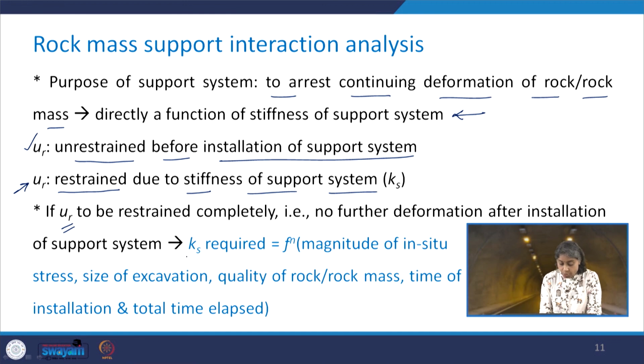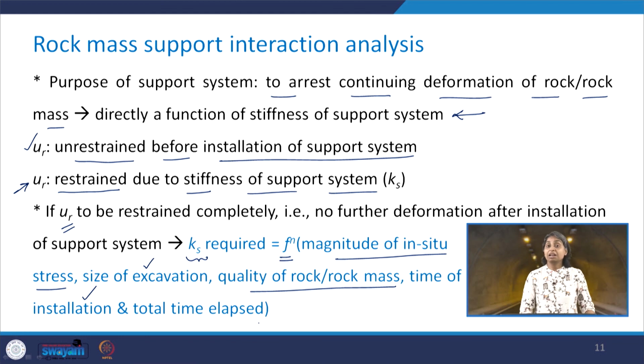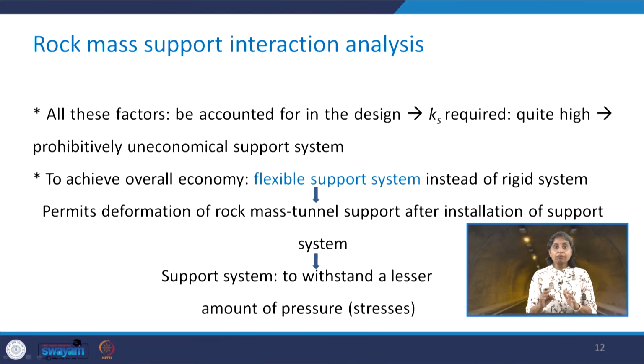So, this required stiffness of the support system is a function of many parameters. These include the magnitude of in situ stress, the size of the excavation, the quality of the rock or rock mass, the time of installation, and the total time elapsed from the time of excavation. So, when we go for the design of the support system, all these factors should be accounted for. If you want to restrain the complete deformation, the required stiffness of the support system, which we represent as Ks, is going to be quite high, and this will make the support system prohibitively uneconomical.